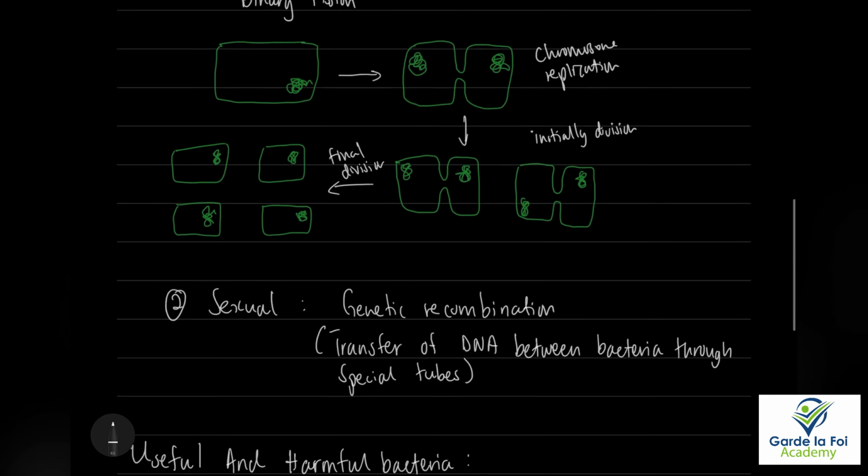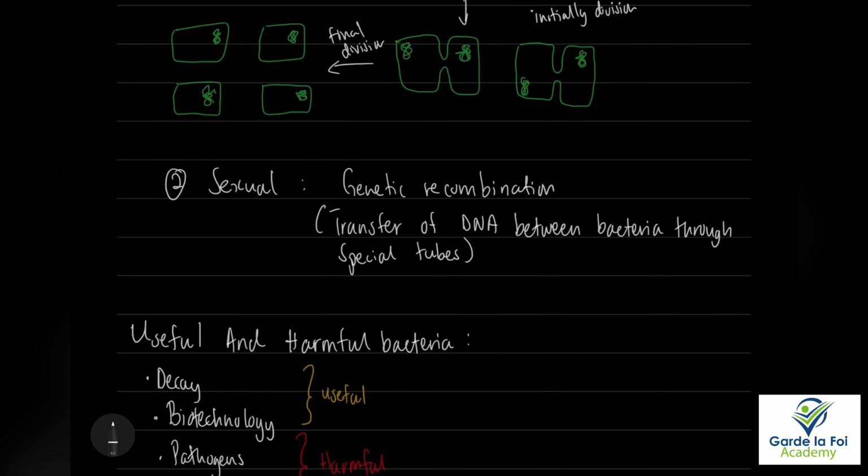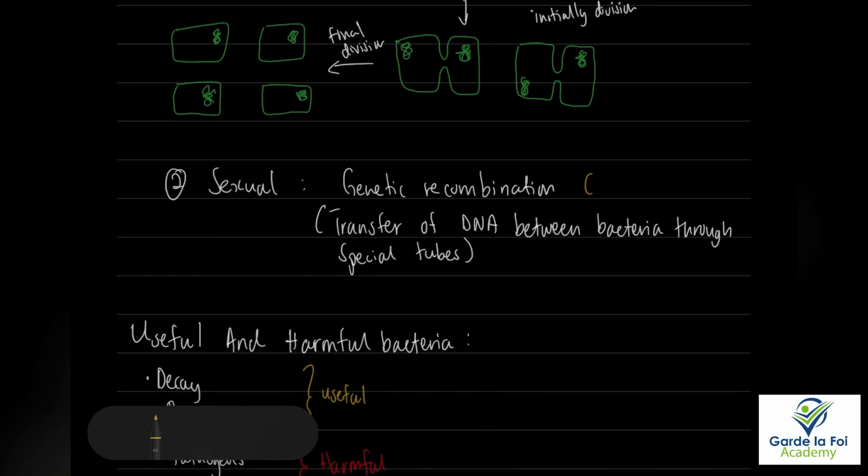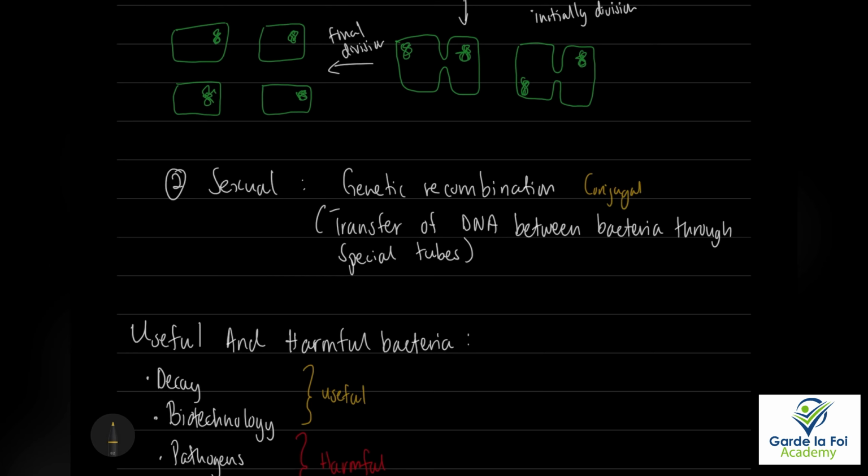And then they also reproduce sexually by genetic recombination, which is sometimes called conjugation, where there's a transfer of DNA between the bacteria, in which only one of them then would divide, but with also the new bacteria in it.